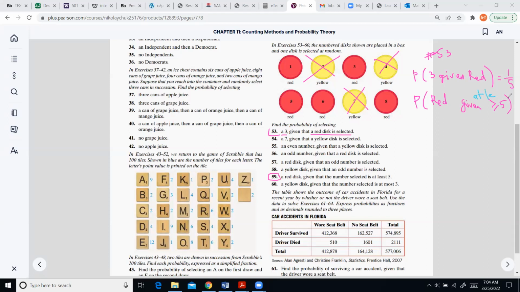At least means not less. Less than 5 is not permitted. Could be 5, could be more. So at least 5 means that we need to consider the part with 5 or greater. So we're looking at these 4 circles, 4 disks here. And how many of them are red out of these 4? Well, 3. So looking at the picture, we get the result.